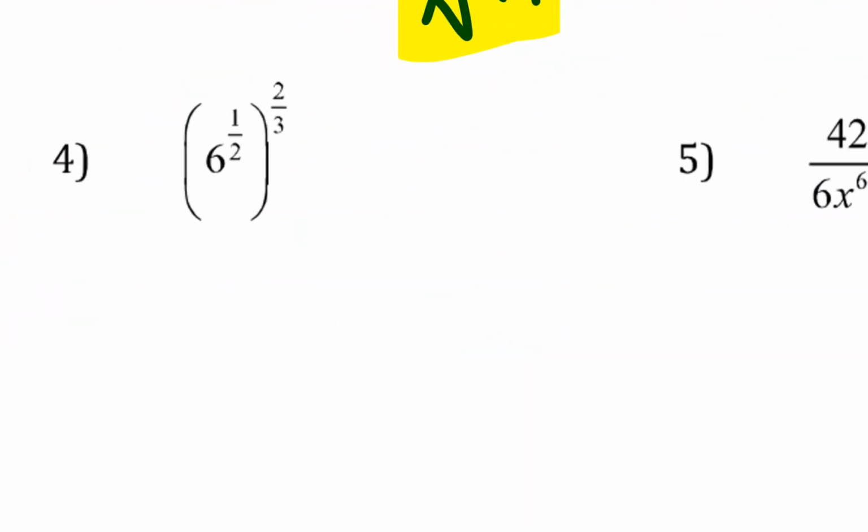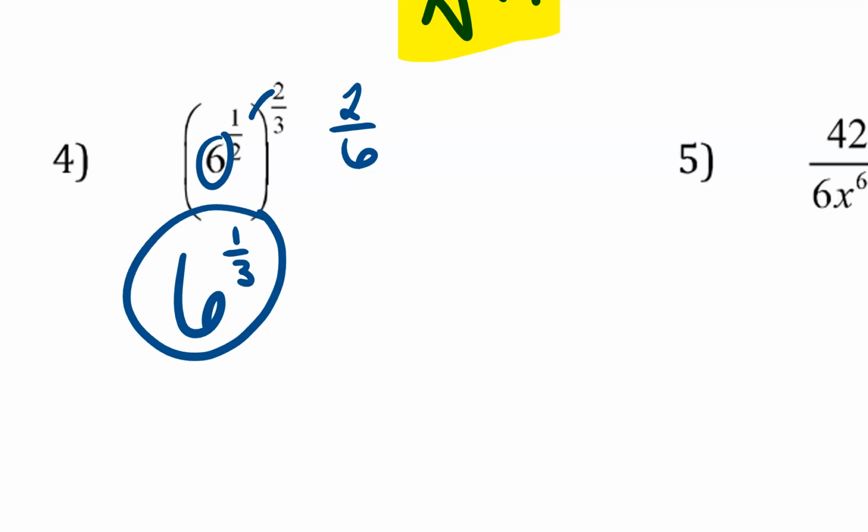All right, next one, another power to a power. So power to a power, you multiply the tops, multiply the bottoms, leave the base the same. So 6 stays the same. We multiply 2 times 1 is 2, over 2 times 3 is 6. 2/6 reduces to 1/3. That's our answer in exponential form.